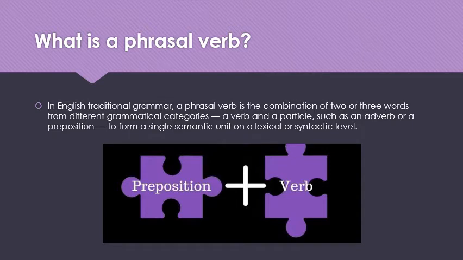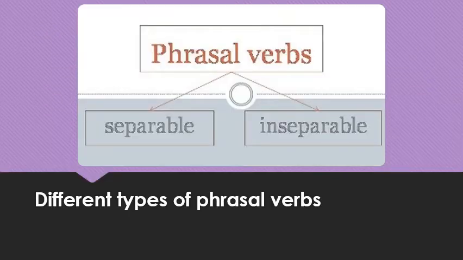What is a phrasal verb? In English traditional grammar, a phrasal verb is a combination of two or three words from different grammatical categories: a verb and a particle, such as an adverb or a preposition, to form a single semantic unit on the lexical or syntactic level. The different types of phrasal verbs are the separable and the inseparable.